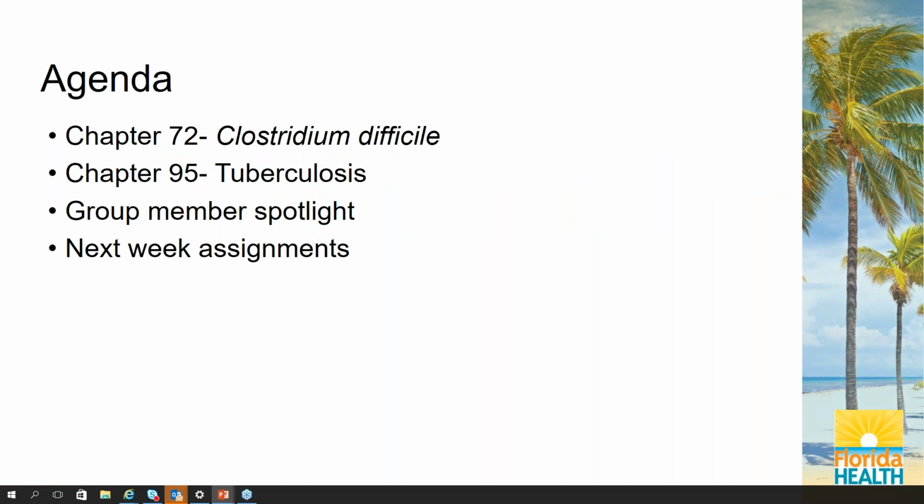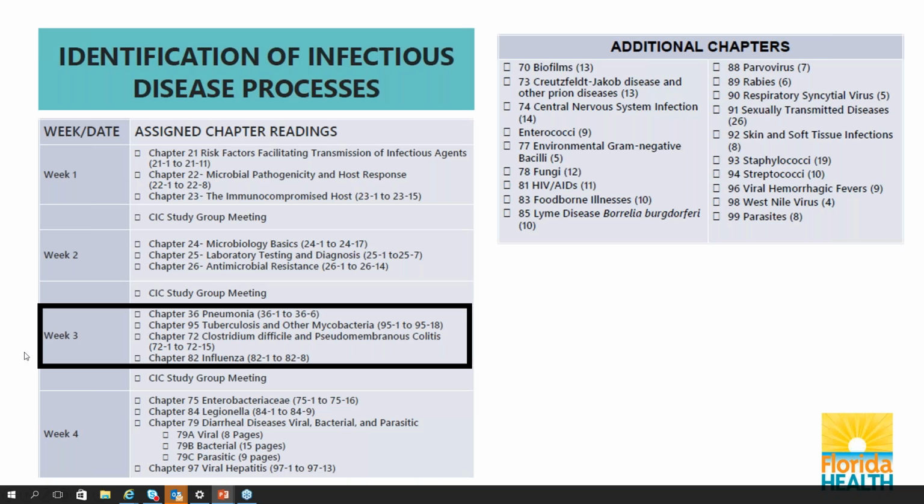Okay, so the agenda for today is we're going to talk about C. diff, we're going to talk about tuberculosis, and then the usual, what we always do. So we're on week 3, and your assigned chapter readings for this week were pneumonia, TB and other mycobacteria, C. diff and pseudomembranous colitis, and influenza. All of these chapters you will be tested on in the exam.